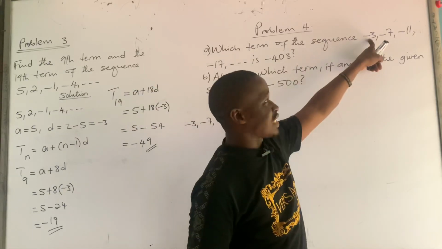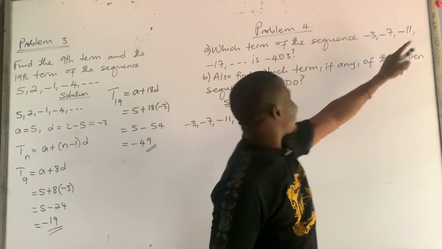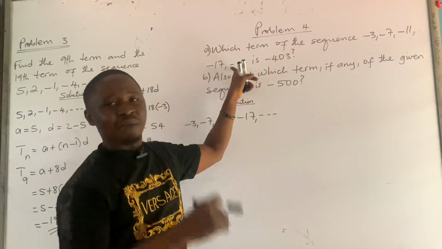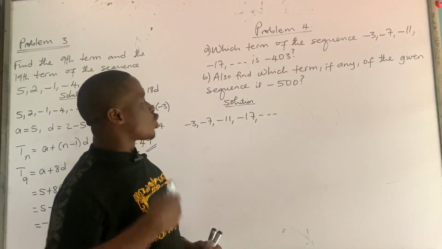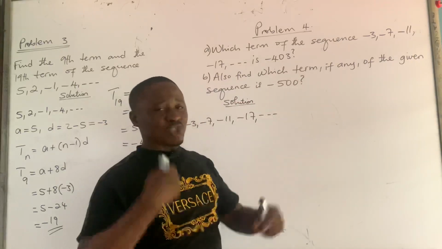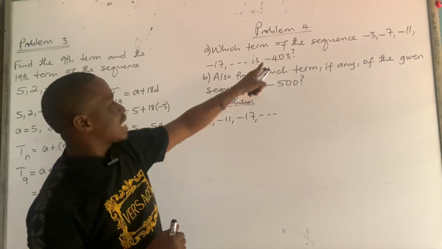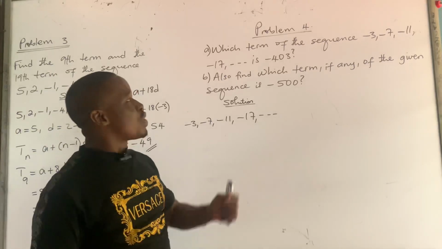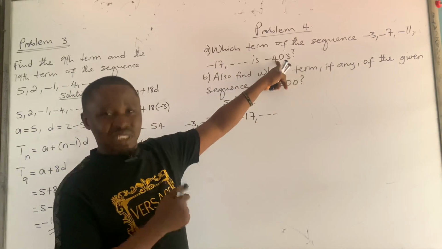We are given the first term, the second term, the third term, the fourth term, the fifth, and the rest of them are not given. So we want to locate which term this is. Is this actually our 20th term? Is it the 31st term? Is it the 56th term? We cannot tell. We want to know which term this one is.